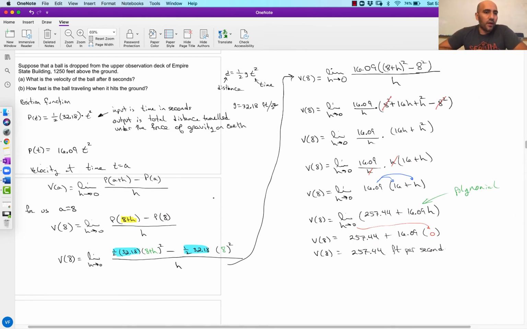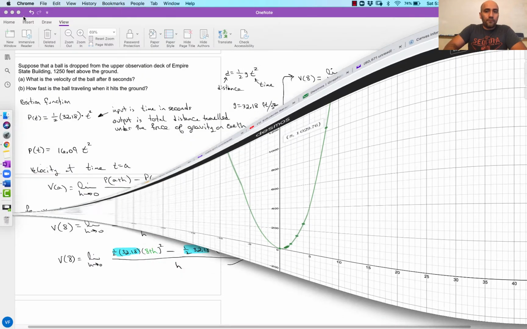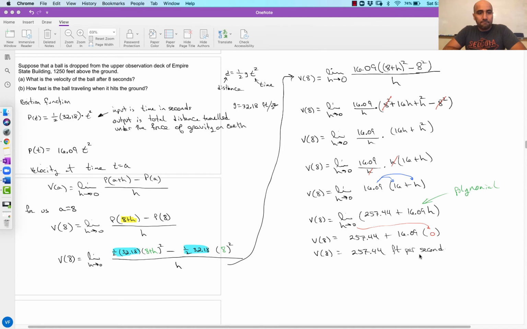Okay, so we have the answer to part A. What is the velocity of the ball after 8 seconds? We set up our differential, we found the limit as h goes to 0. So the ball is traveling at 257.44 feet per second at 8 seconds. 8 seconds after you drop the ball, that's how fast it's traveling. Let's go back to Desmos. We know after 8 seconds, it has traveled a total of 1,029.76 feet from the top when you let go of the object. That's how far it's traveled down. And at this particular point, it's traveling at 257.44 feet per second. Okay, so that's the answer to part A.